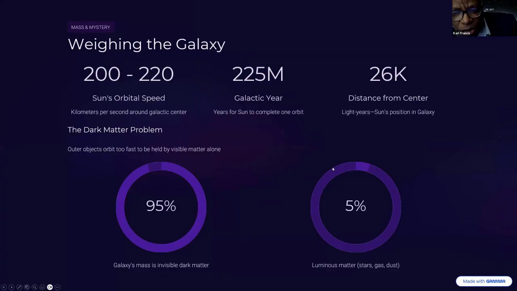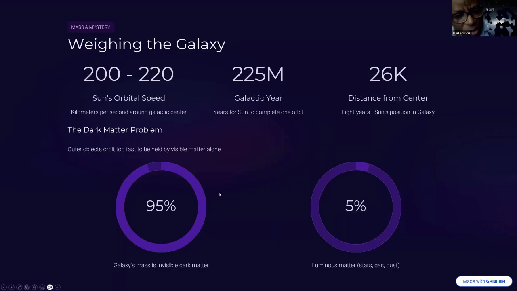All right. So now let's talk about a very special star. And we're gonna finish up with that imbalance I was telling you about. I did hint at it a few times. So a very special star is our Sun, right? Its approximate orbital speed, and listen to this, is between 200 and 220 kilometers per second around the galactic center, right? The distance from the center is about 26,000 light years.